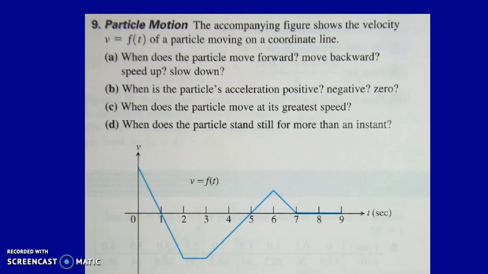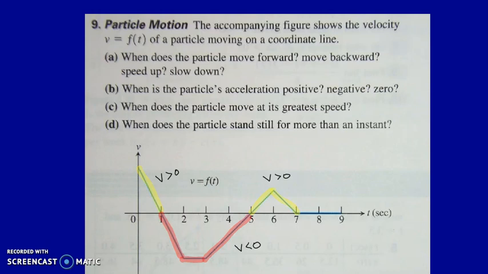So the nice thing about this graph is that it is the graph of velocity, so it's straight input, output. So if we're above the horizontal axis, that's where velocity is positive. So velocity is greater than 0. And if the graph is below the horizontal axis, that's where velocity is negative, or velocity is less than 0.